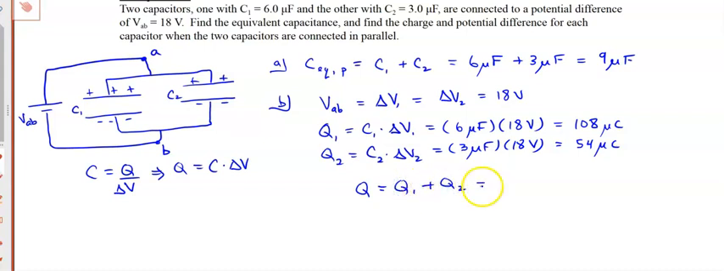Let's just double check that. It's going to be 108 microcoulombs plus 54 microcoulombs. So that gives you 162 microcoulombs of charge. That's the total charge.